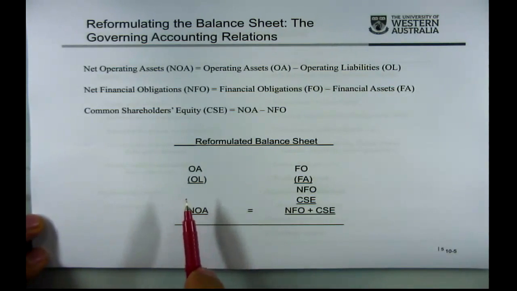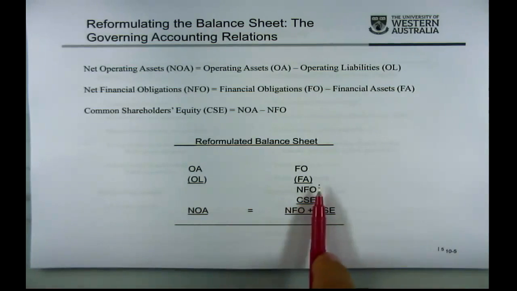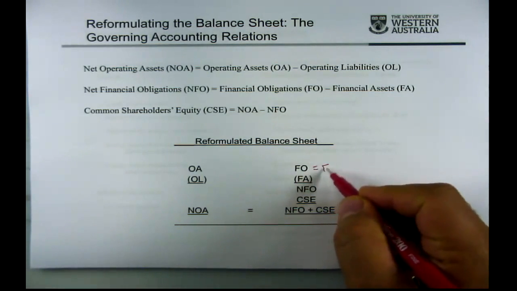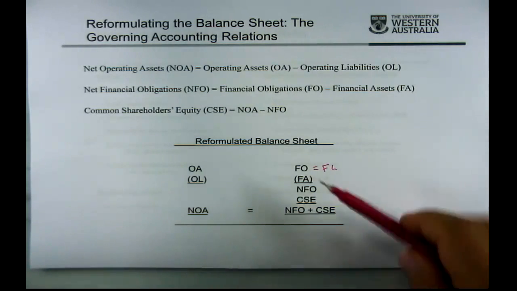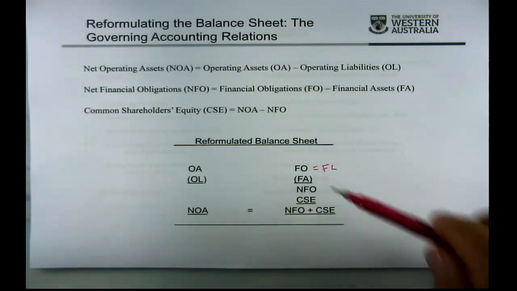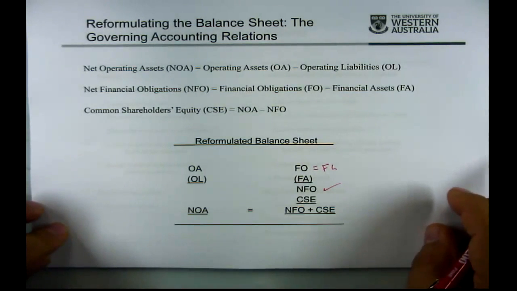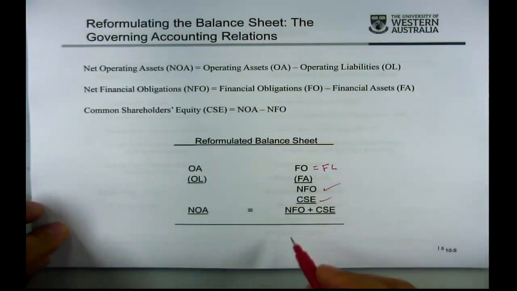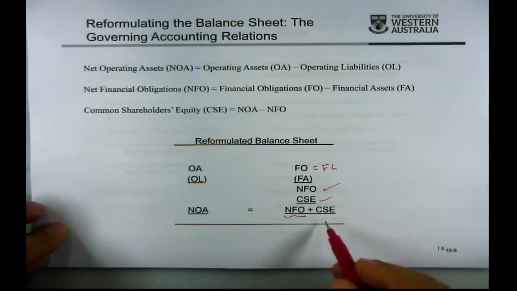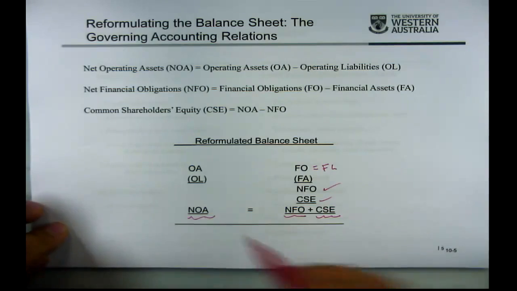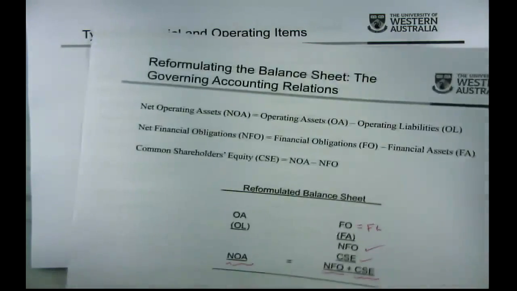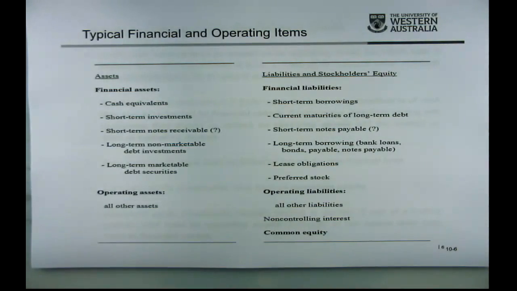And we move the financial assets from the assets side to the liabilities side, and we combine them with the financial liabilities or obligations. Remember that financial obligations is the same as financial liabilities. And then we take the difference between financial obligations and financial assets. We get the net financial obligations. Then we plug in the common equity, and then NFO, the net financial obligations, plus common shareholders' equity must equal the net operating assets.